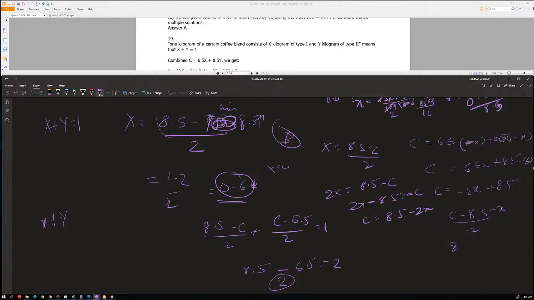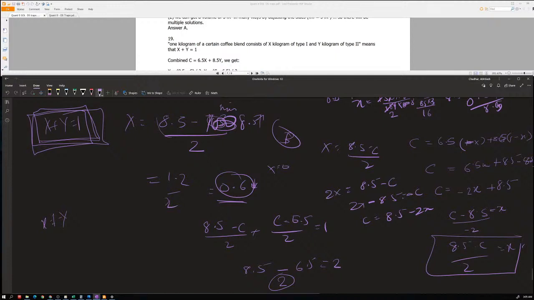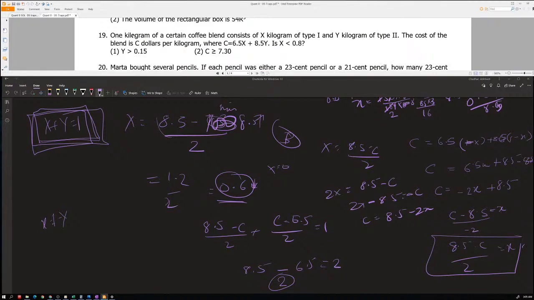Basically, we get that equation, 8.5 minus c by 2. Yeah, so this is what they got. To solve for x, x plus y is equal to 1 is the one you have to somehow get. Since it is one coffee blend, I think they take it as one entity. If you don't know this, I think it is not possible. But I still want to see some other solution for it, just to see what the other approach is.